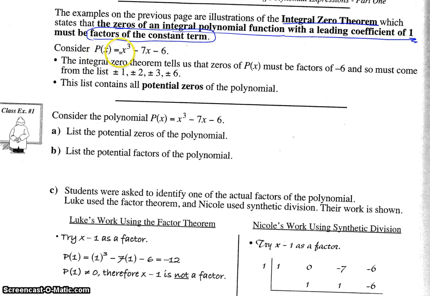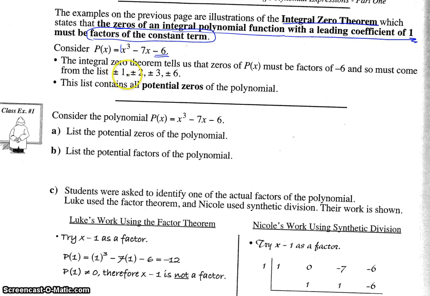Okay, so let's consider this one. P of x equals x cubed minus 7x minus 6. The leading coefficient is 1, so that means we can use our integral zero theorem. So all of the zeros should be factors of 6. The factors of 6 are 1, 2, 3, and 6. And you'll notice a plus or minus, right?